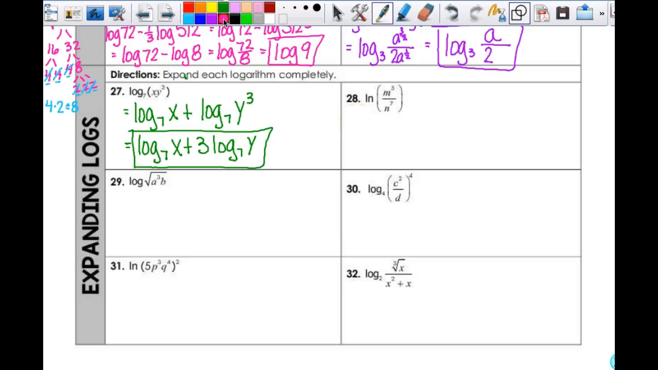Okay, so this division becomes subtraction. So I'm going to have the natural log of m cubed minus the natural log of n to the 7th. Then those exponents come out to the front. 3 times the natural log of m minus 7 times the natural log of n.